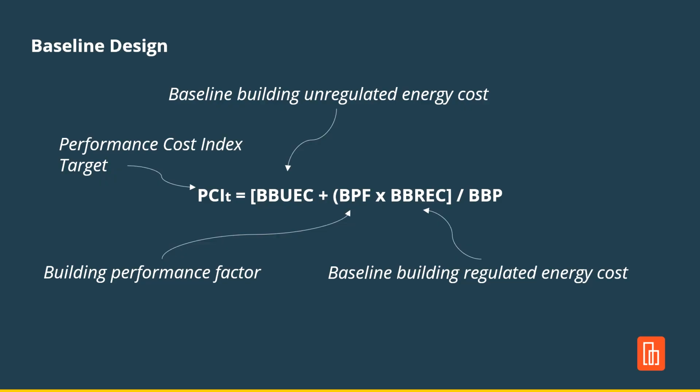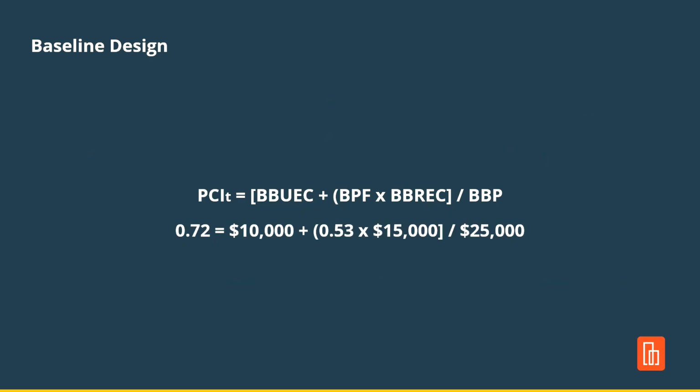Next up is the regulated energy costs here, and these are the energy costs from systems that the standard does care about: HVAC, lighting, service hot water, building envelope performance, the stuff that it controls. And then finally we have the baseline building performance, and this is the total annual energy cost of your baseline building. This is your denominator, if you like, your point of comparison here. So there's a very, very simple breakdown.